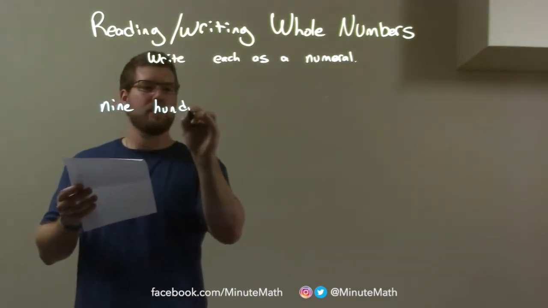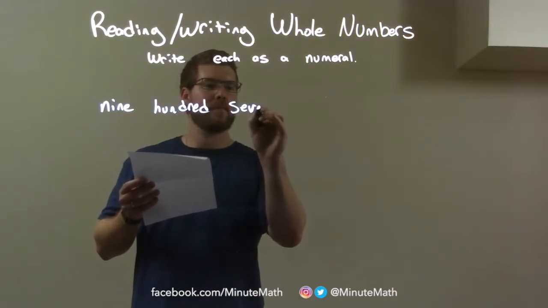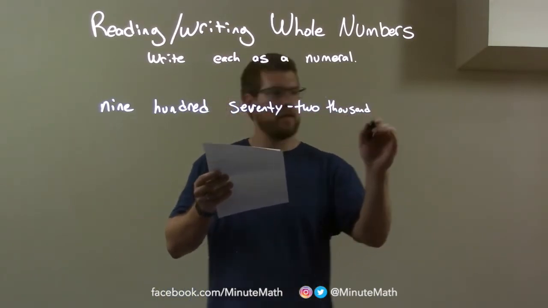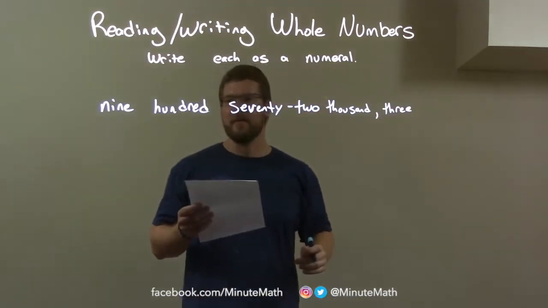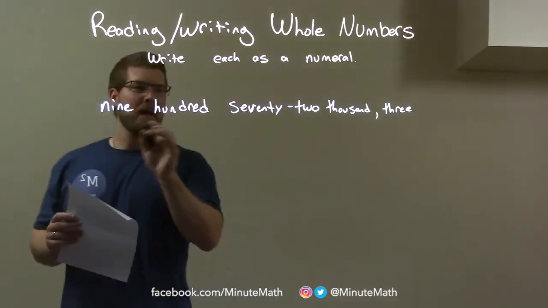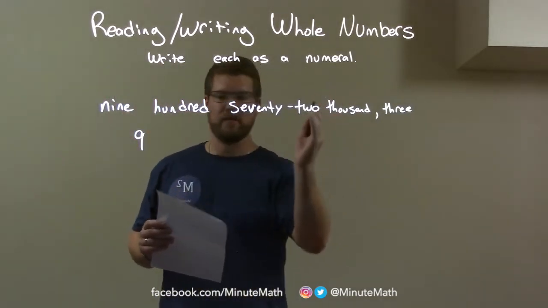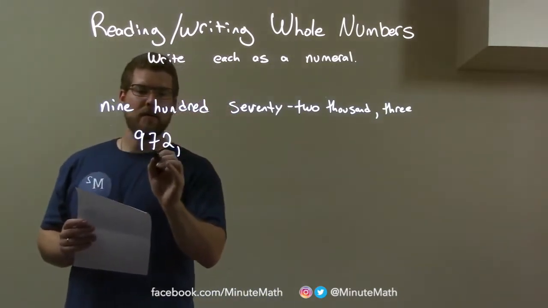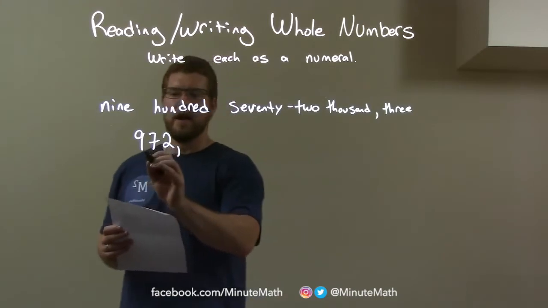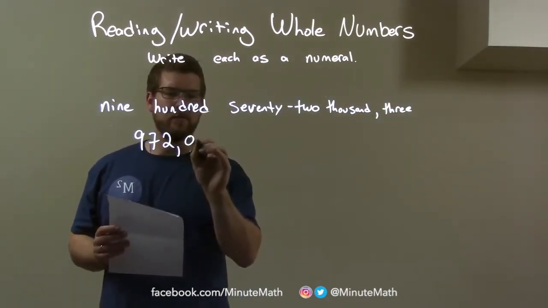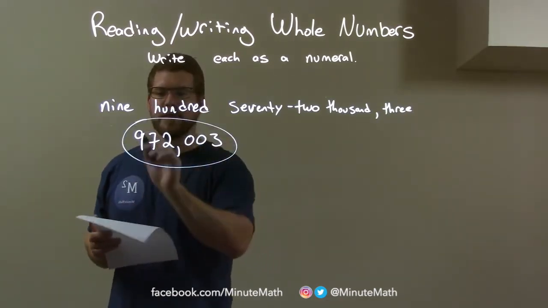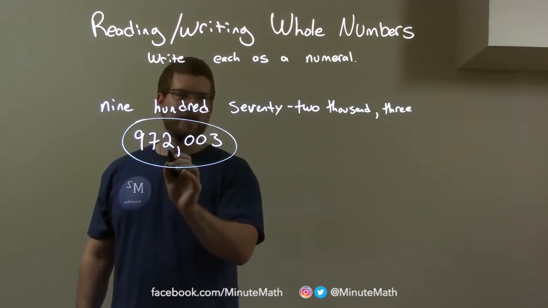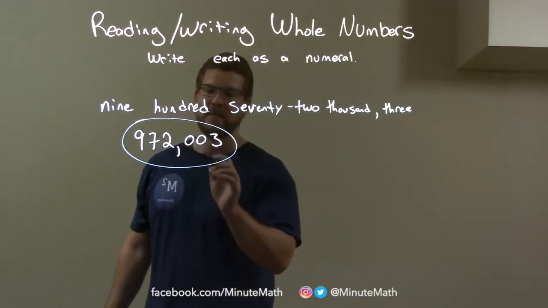Now 900, 72,000, and 3. Looks pretty complicated, right? 972,003. We have the 900, so I put the 9 down, but it's 972,000. So we have 72 afterwards, but that's in the thousands. So now we have 972,000 with three spaces afterwards. Then we end with just a 3, so two zeros and then 3. Here we can see our 972 is in the hundreds of thousands: 9 in the 100,000s place, 7 in the 10,000s, 2 in the 1,000s place. Then we have the 3.